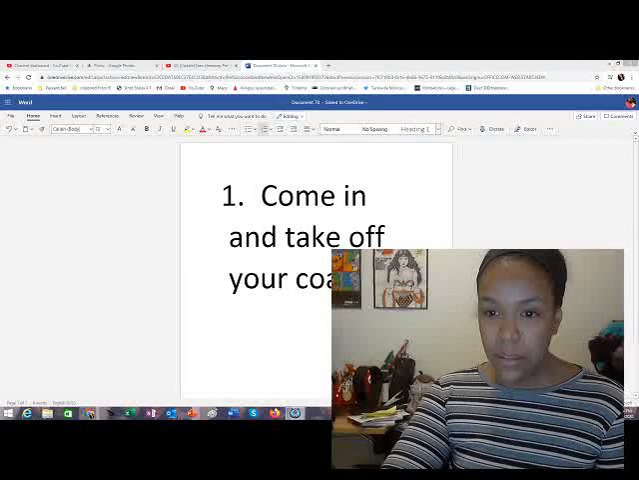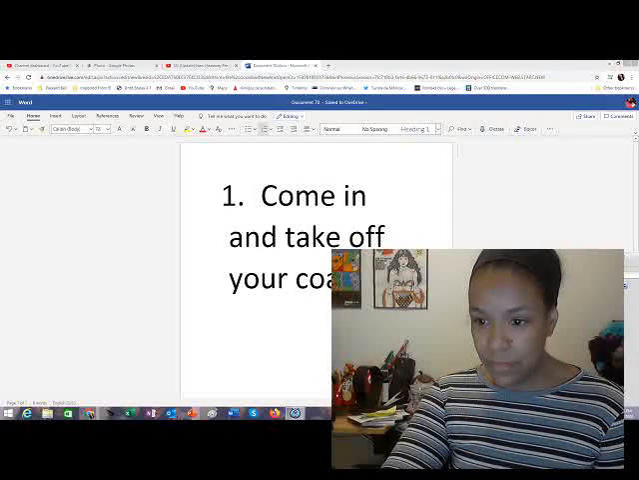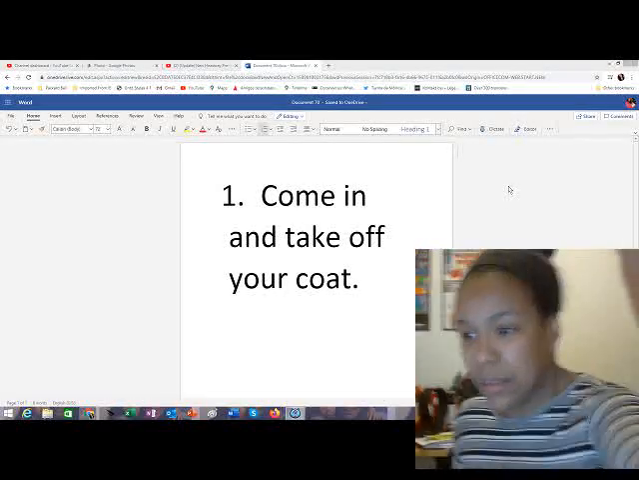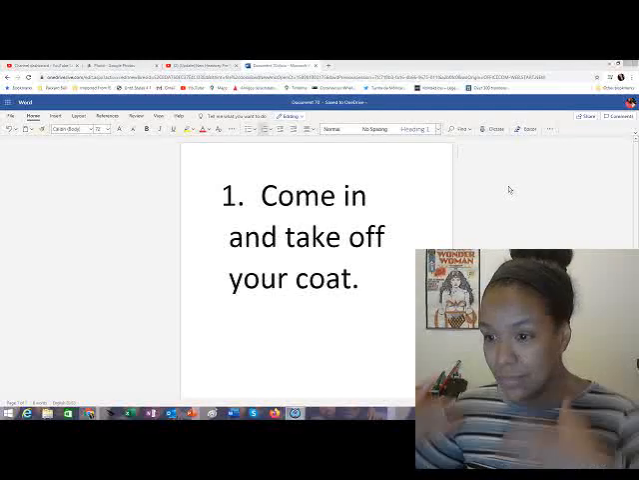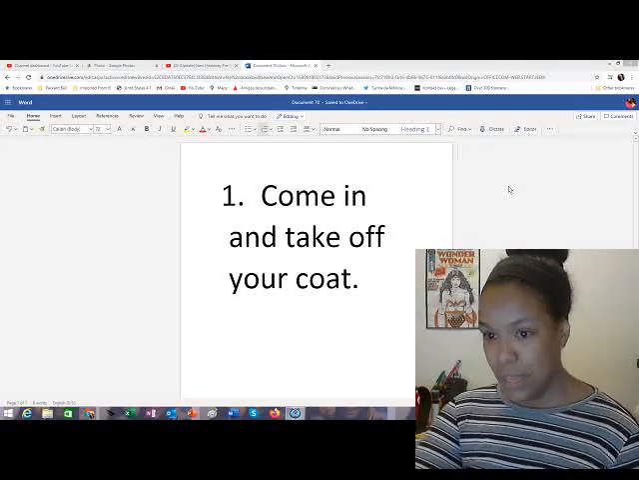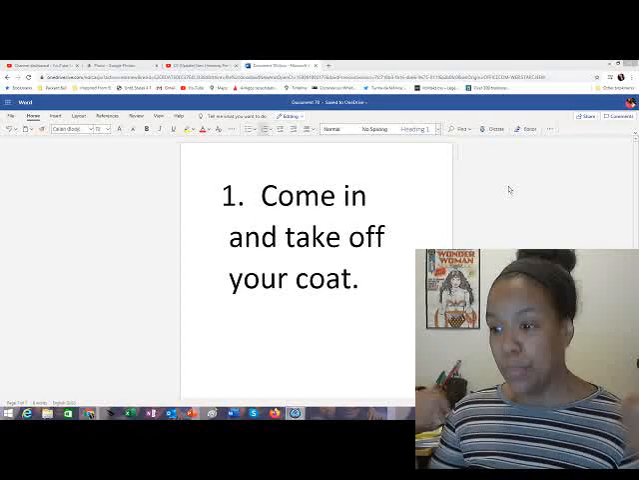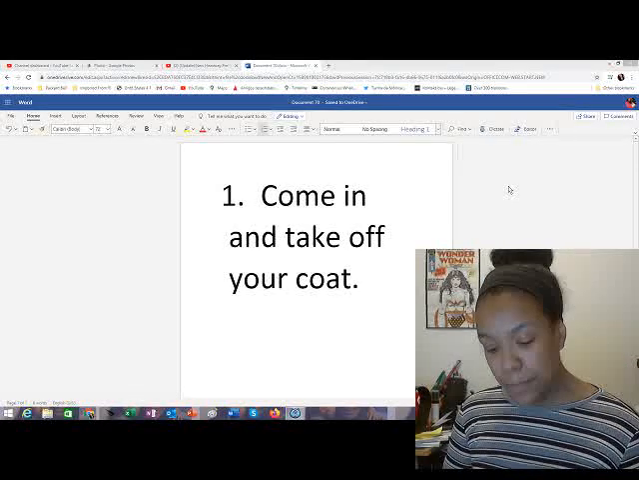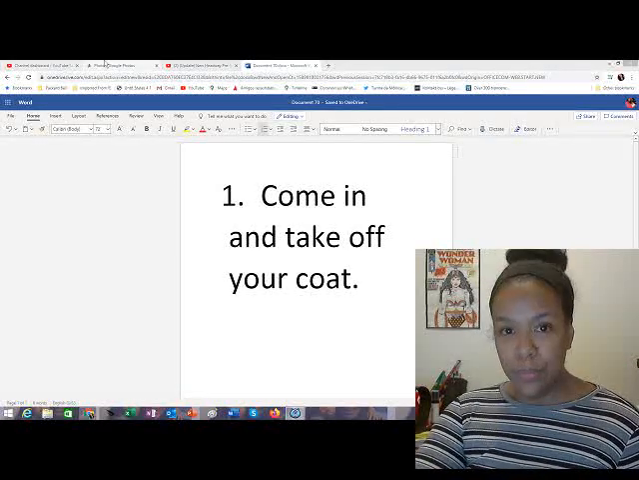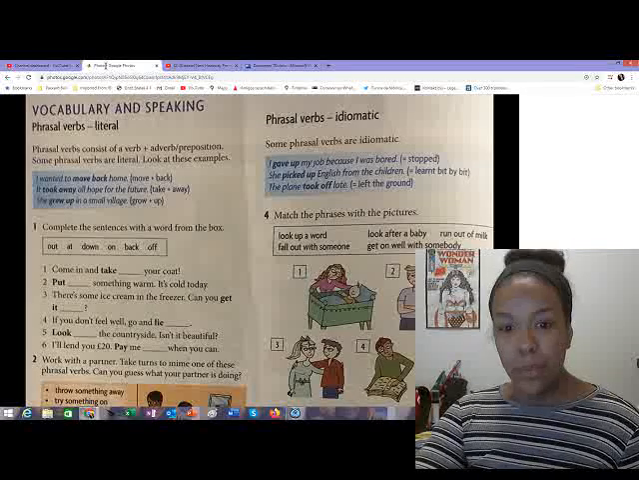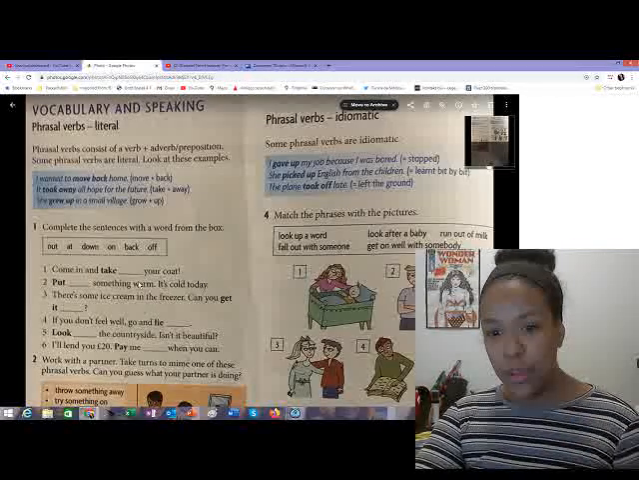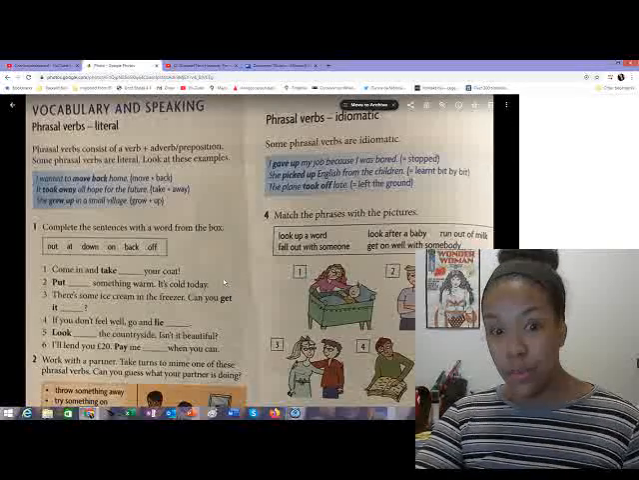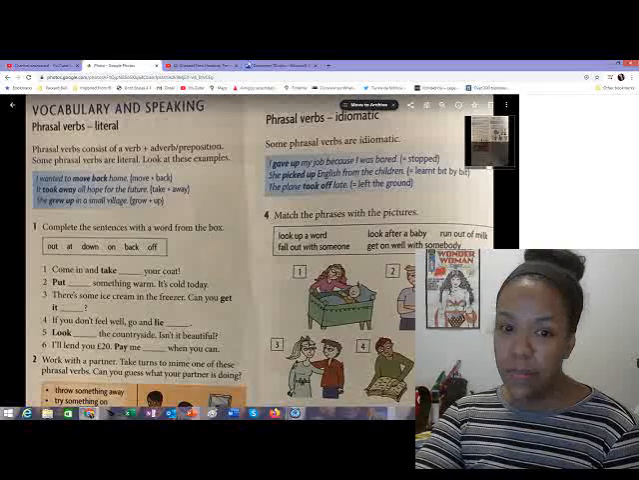So here it is. Come in and take off your coat, meaning remove your coat. Take off. This is the literal meaning because the coat is on and you're taking it off. The literal meaning of it. Number 2, the second one. Put blank something warm, it's cold today. Number 2 is the exact opposite of number 1. Put on something warm.